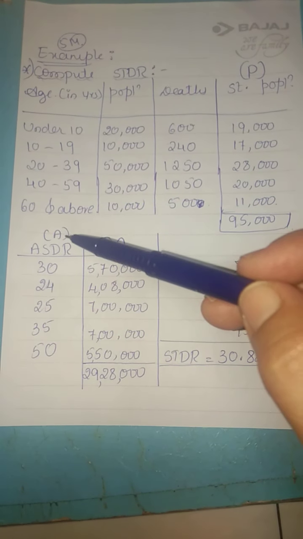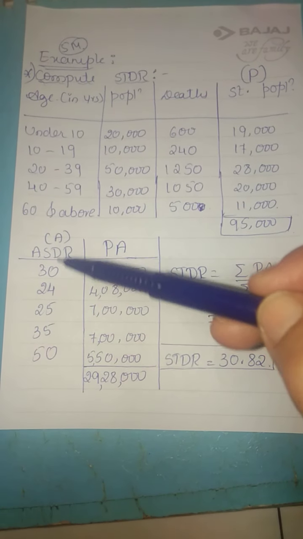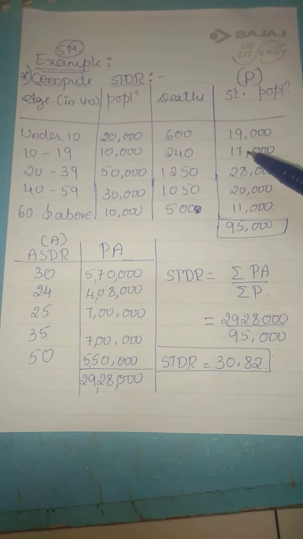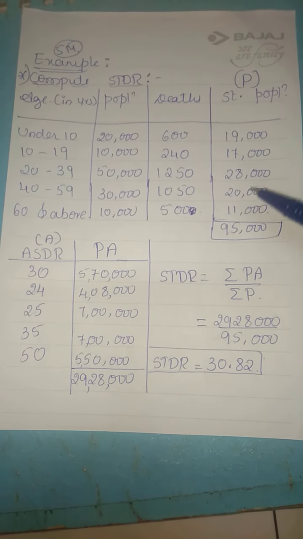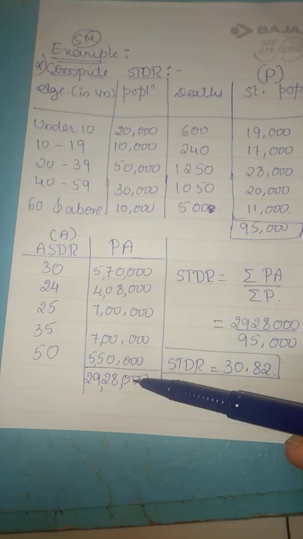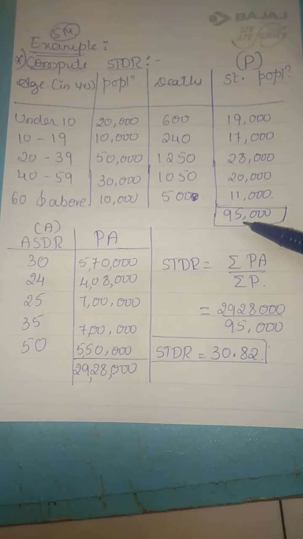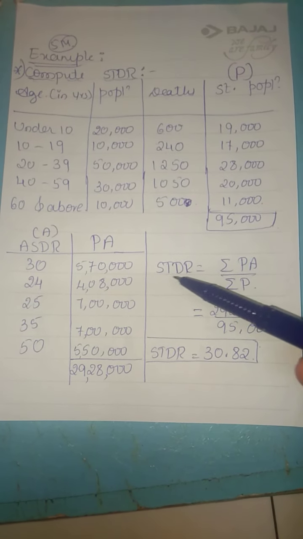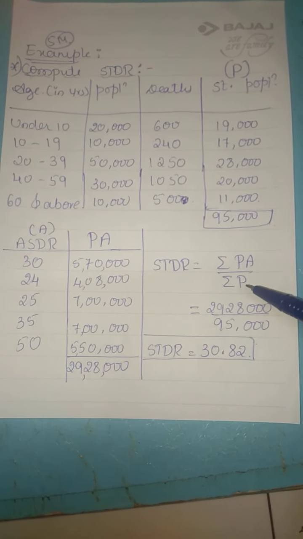Multiply P and A, that is 30 into 19,000, 24 into 17,000, 25 into 28,000, and so on for the remaining. Get the total of this, and again get the total of P, that is standard population. So here is the formula, STDR is equal to summation PA by summation P.